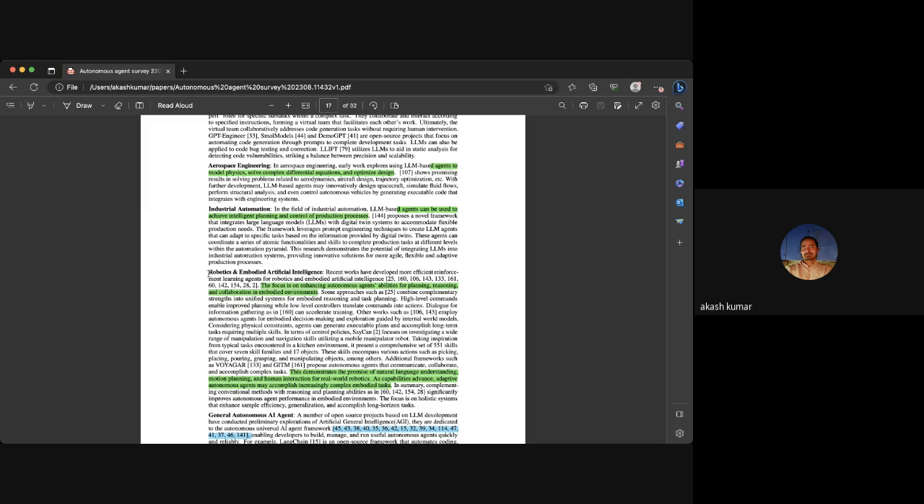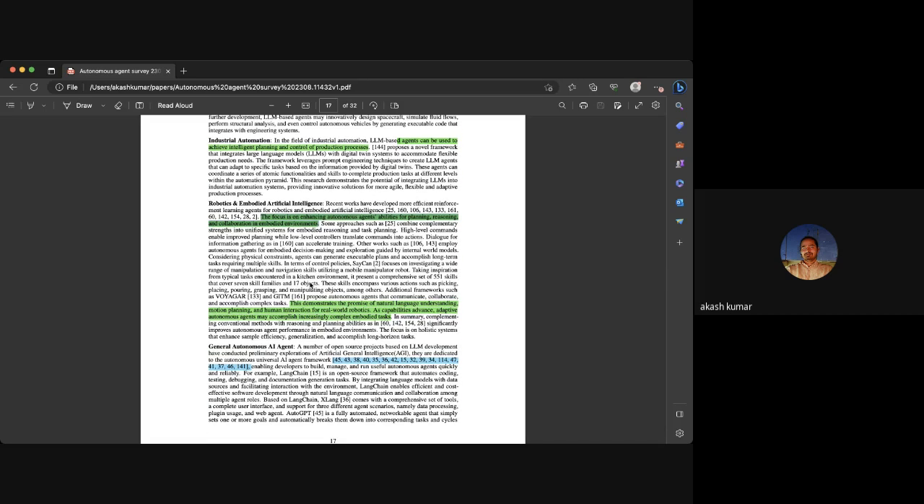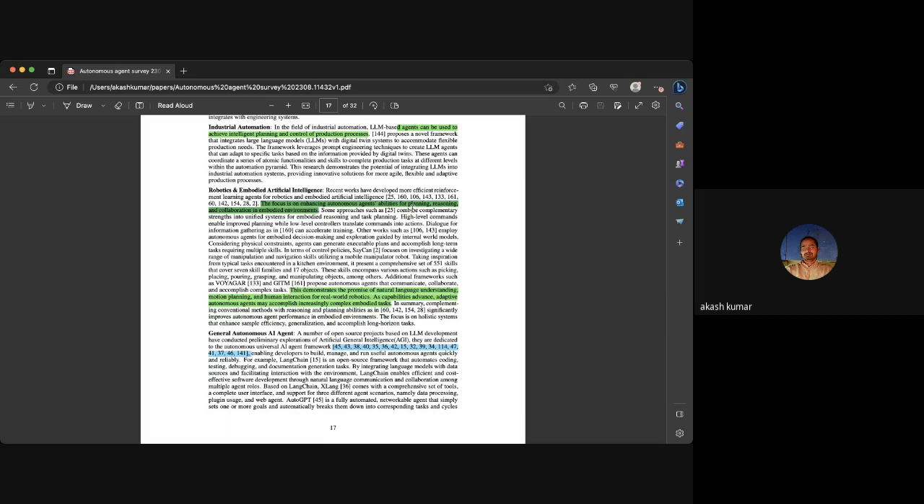Continuing on robotics and embodied artificial intelligence. When it comes to robotics, the focus of using LLMs is on enhancing the autonomous agent's abilities for planning, reasoning, and collaboration in embodied environments. To take an example, 106 and 143 employ autonomous agents for embodied decision making and exploration guided by internal world models.